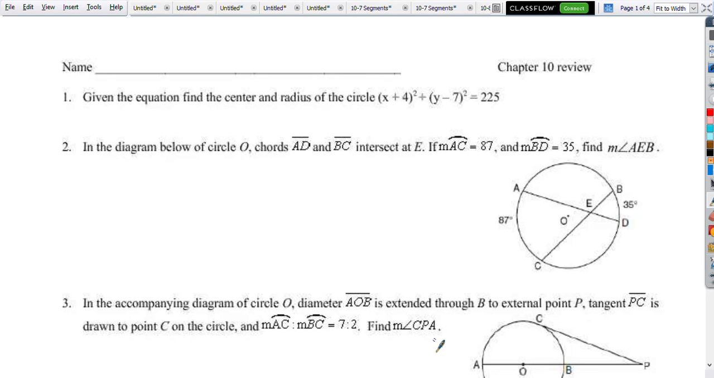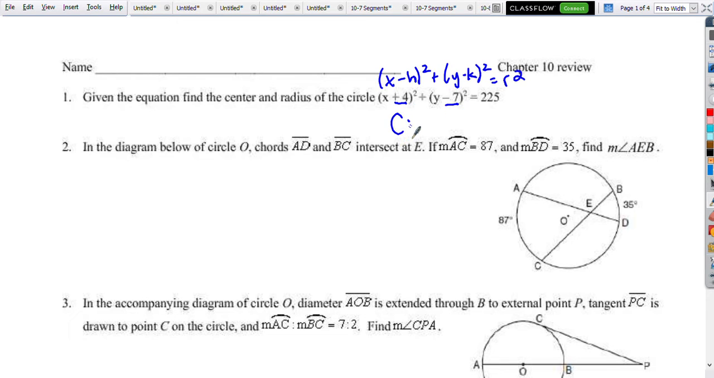Right, so start with the first one here. Our general formula for a circle, if you remember, is (x minus h) squared plus (y minus k) squared is equal to r squared. Okay, so remember the numbers in the circle, you change the signs.